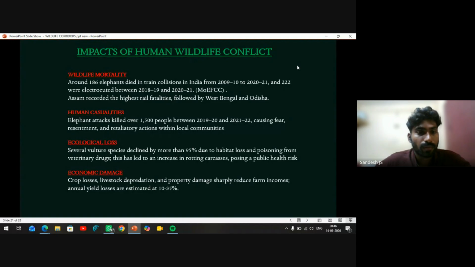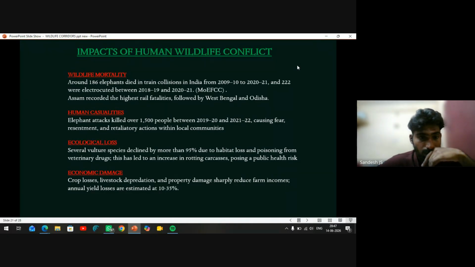They are protesting now. The ecological loss: several vulture species declined by more than 95% due to habitat loss and also from veterinary drugs. The drug they are using for cattle is diclofenac, a highly antimicrobial drug which they give to the cattle. When the vultures eat the carcasses of these cattle, the drug enters their body through biomagnification and bioaccumulation, and they die. So most of the vulture species have died because of this diclofenac.